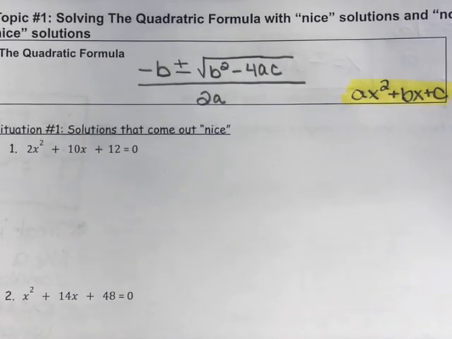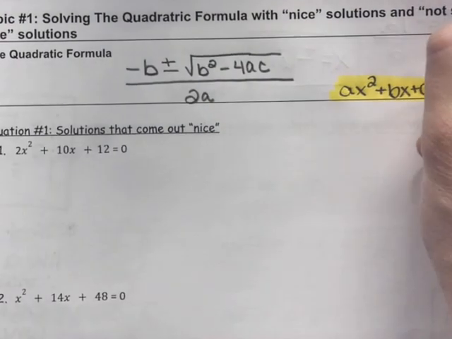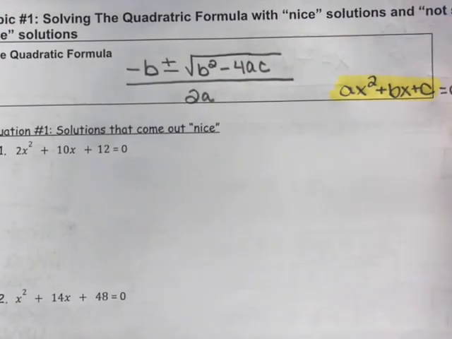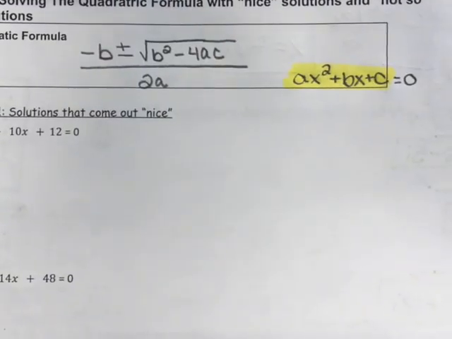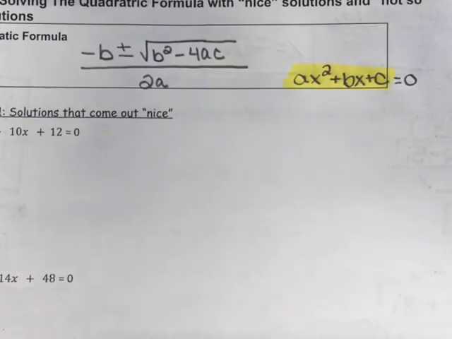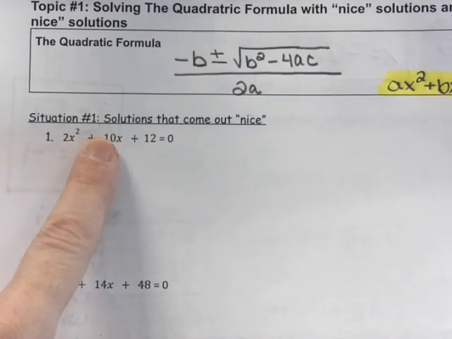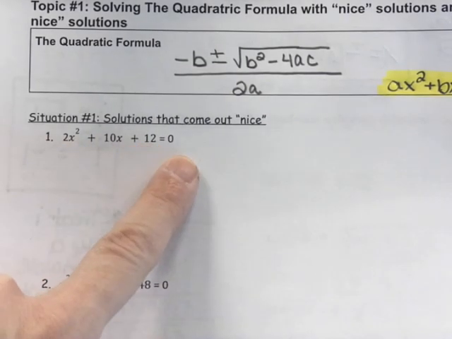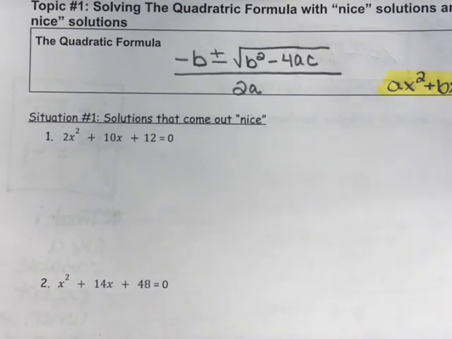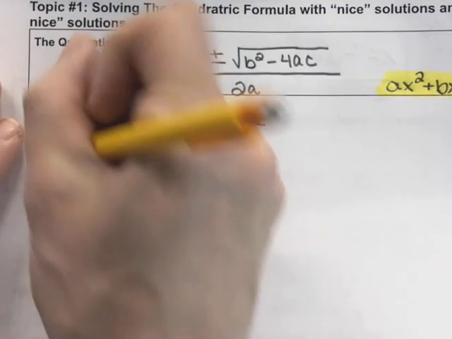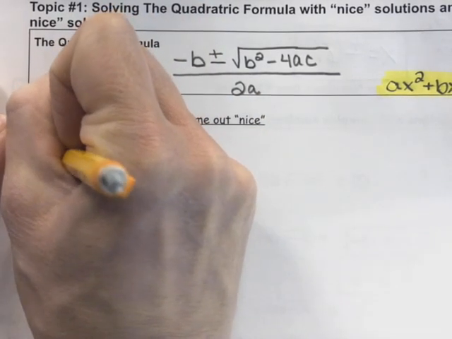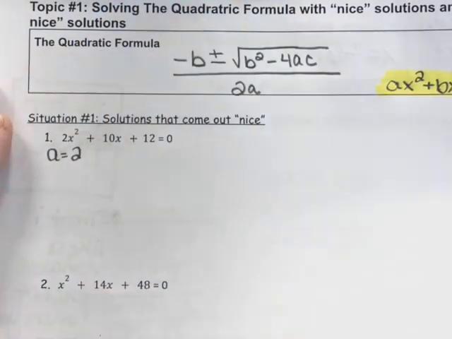Alright, so the first thing we have to do is make sure our equation is set up like this and set equal to 0. So that's step 1, is making sure that we're in that format. So let's look at number 1. Are we in that format where we have something squared plus something with x plus a number equal to 0? Okay, so we're in the correct form. The next thing I'm going to do is pick out my a, b, and c. So the a is the number in front of x squared, so my a value is 2.